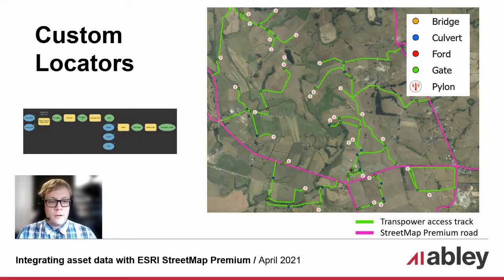Once we had created the network, containing all the access tracks, we needed a way to search for custom assets. To do this, I created two custom locators from the different asset data we had. This allows Transpower staff to search for specific pylons or gates and stuff by their unique IDs.